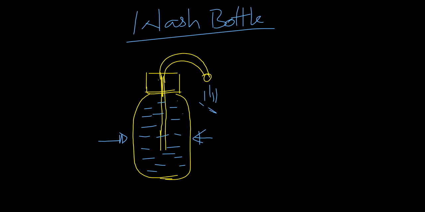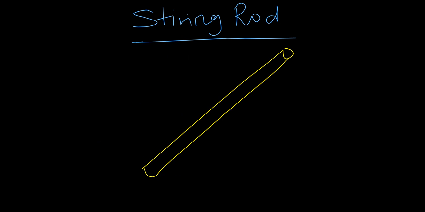Next item will be a stirring rod. So as you can see, this is a stirring rod. It's just a rod, and it's usually made of glass. And we use it for stirring, as the name implies. We use it to stir chemicals. So, for example, you have a solution, a mixture of, let's say, sodium chloride and water. You want the sodium chloride to dissolve faster. You can use the stirring rod to stir so that it will dissolve faster.